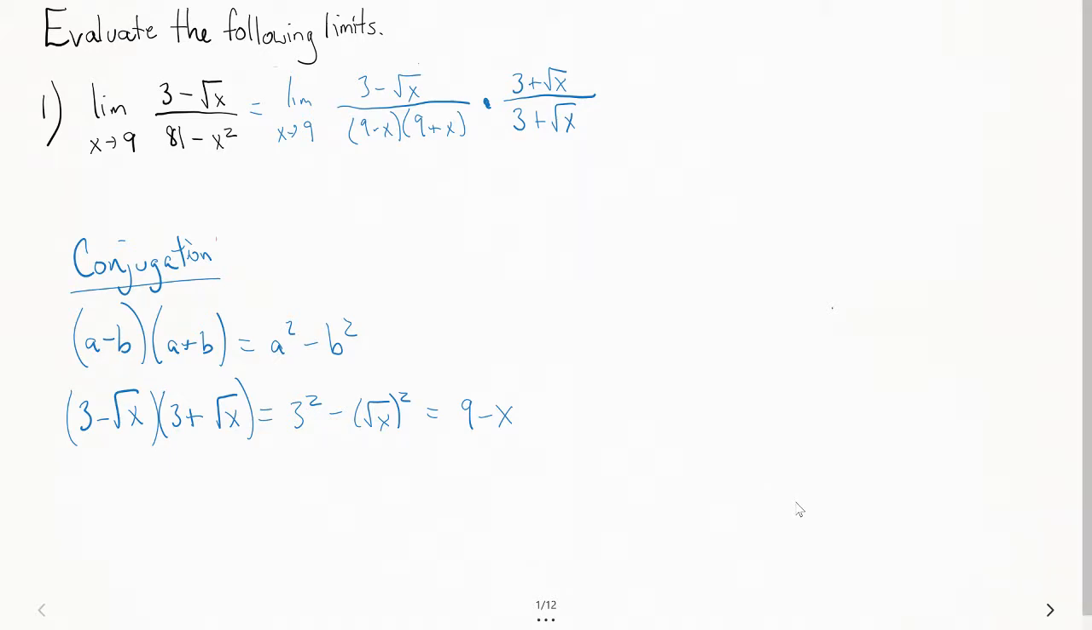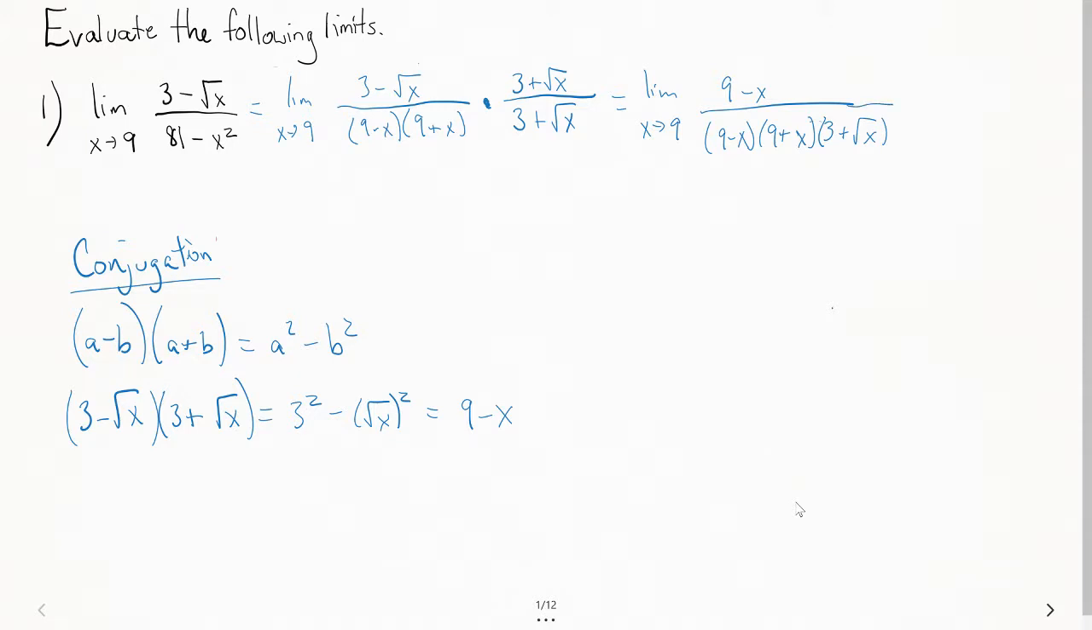So if you take a look, where can we go from here? We get the limit as x approaches 9. We know the numerator now becomes 9 minus x, and then in the denominator we get 9 minus x, and then a 9 plus x. Oops, sorry, I got a little ahead of myself. And then finally we'll toss in that factor of 3 plus square root of x, which we couldn't really multiply anything there.